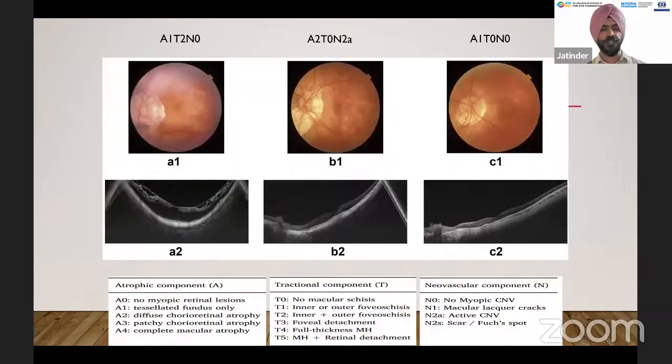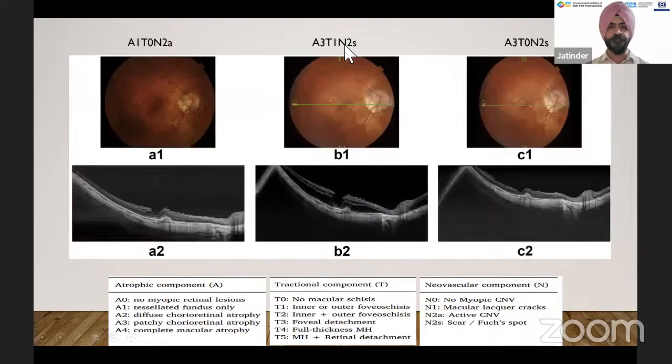So here are a few examples, and I will not go into the detail, just giving an understanding that these lesions can coexist, and the classification can vary, as in first example A1, T2, N0 where there is no CNV. And in the second example, you have an active CNV, which is N2A. So these are more examples here. I'll just skip in the interest of time.